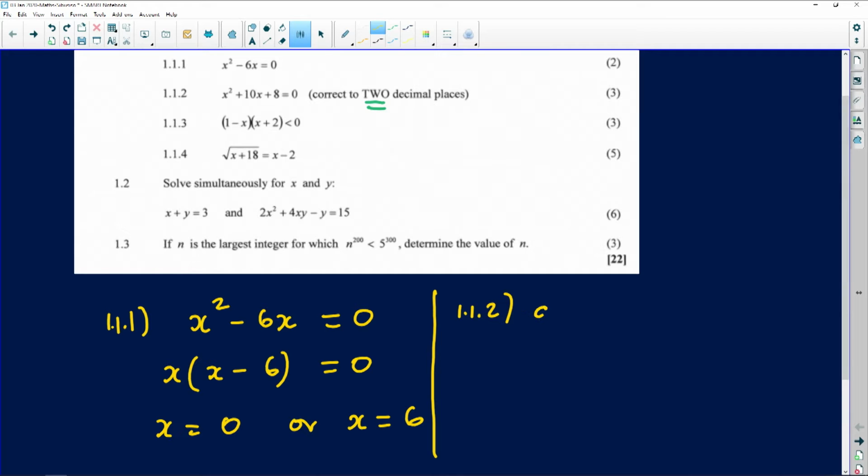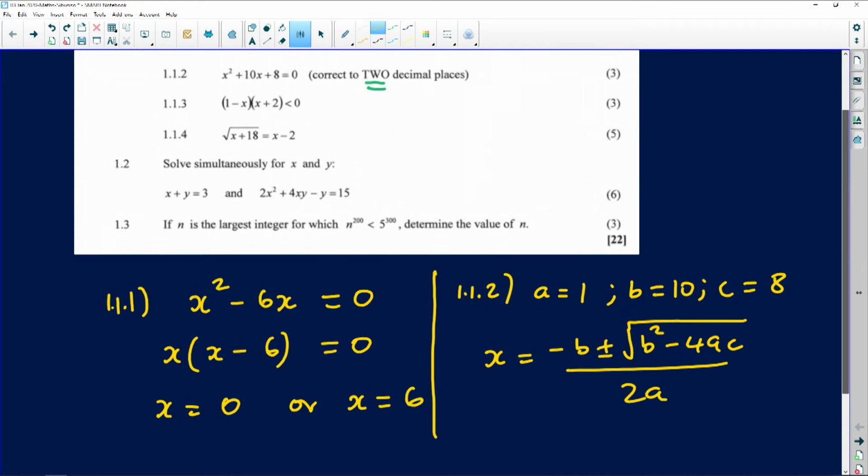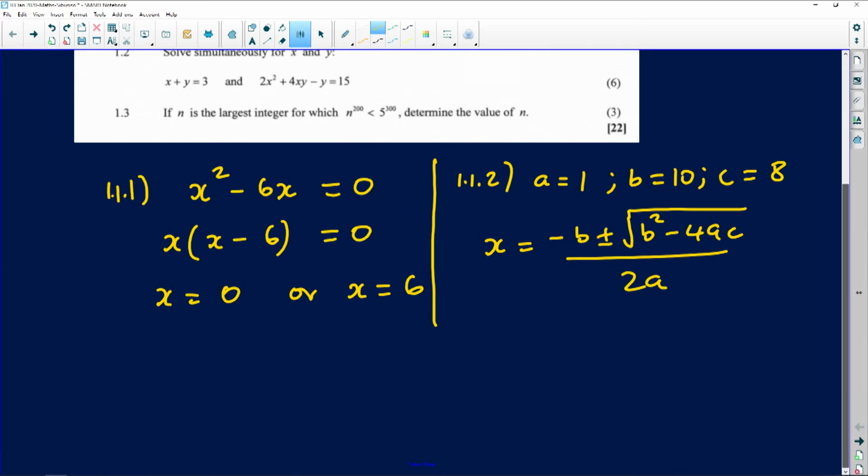So if you check there, we need to know what the a value is. Our a value is 1, our b value is simply going to be positive 10, and our c value is simply positive 8. Now, the quadratic formula says x equals negative b plus or minus the square root of b squared minus 4ac, where everything has to be divided by 2a. All right, now let's substitute the values of a, b, and c and see what is going to happen.